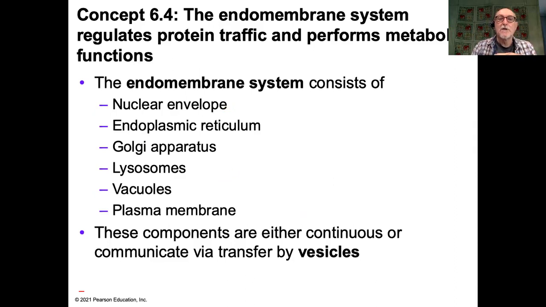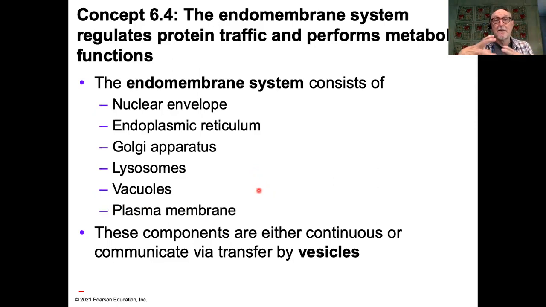Then somebody has already mentioned these organelles here, the lysosomes, which are largely produced by the Golgi apparatus. And then vacuoles. We've seen the big central vacuole in the plant, but we do have some vacuoles in animal cells as well, usually for storage. Still part of the endomembrane system because they arise from the Golgi. And then the plasma membrane around the organelles and around the outside, those all have to be produced somewhere, and they are produced by the endomembrane system.